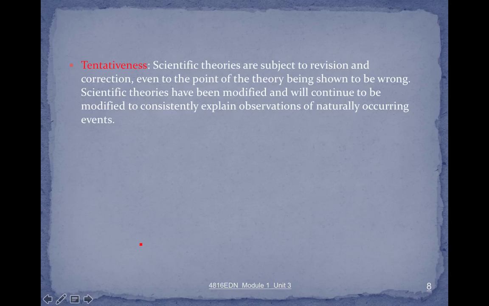And the final one, tentativeness. Scientific theories are subject to revision and correction, even to the point of the theory being shown to be wrong. Scientific theories have been modified and will continue to be modified to consistently explain observations of naturally occurring events. Okay, so science is changeable. Theories are changeable.